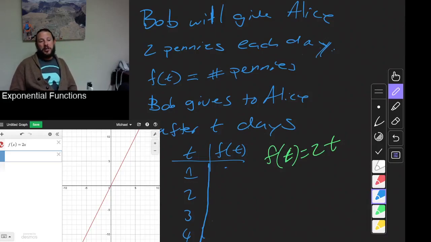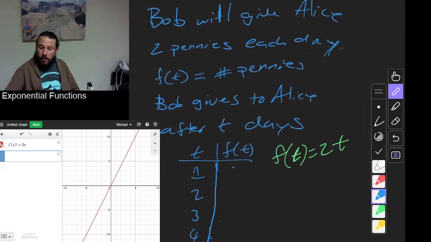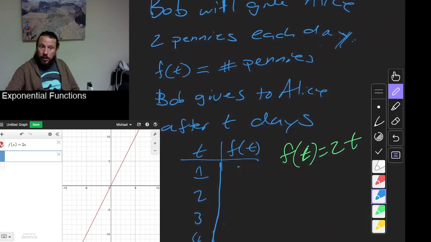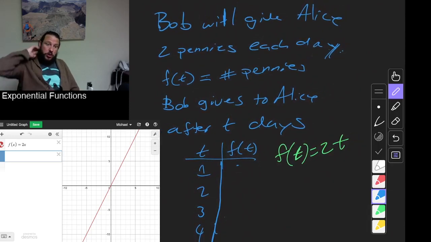Hi, how's everybody doing? We want to welcome you back, and today we're going to talk about exponential functions as compared to linear. Here we start with the first situation, which is linear. Bob will give Alice 2 pennies each day, and we want to find a function f of t that equals the number of pennies Bob gives to Alice after t days.